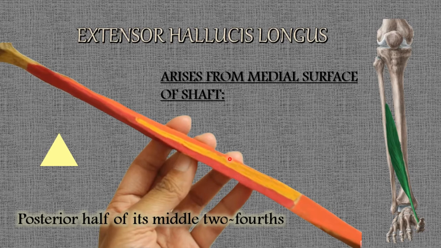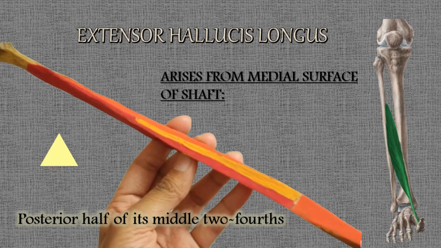The posterior half, the yellow one, is giving origin to the extensor hallucis longus. Now as you can see, this triangle, this is the anterior border, this is the medial border, and this is the posterior border, right? Now if this is the medial surface, this is the lateral surface, and this is the posterior surface.